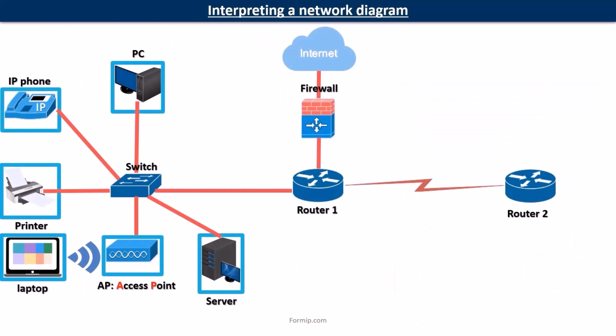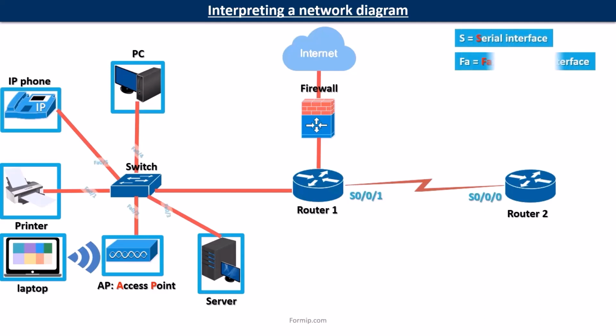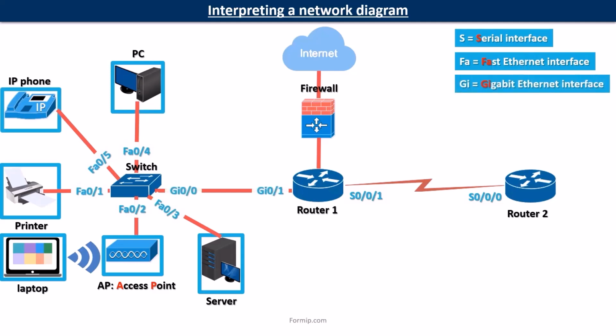One of the most important tasks a network administrator must perform when starting to design a network is to create a detailed map. Here we have a network scheme with the most commonly used Cisco icons. It's important to identify the interfaces of our devices. An S for a serial interface, FA for a fast Ethernet interface, and GI for Gigabit Ethernet. On a network diagram, we also represent IP addresses.